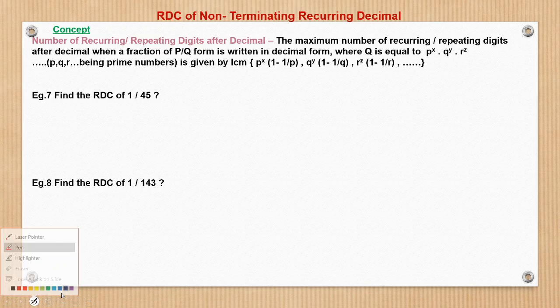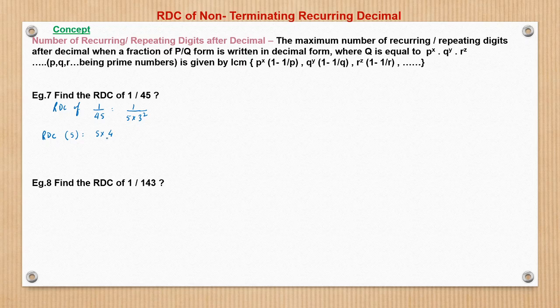Herein, the RDC of 1 upon 45. So what we will do, we will write this as a product of two co-primes, so 5 into 3 square, right? So RDC of 5 is nothing but 5 into 1 minus 1 by 5, which is 4 by 5, which is 4. Okay, one more thing here.